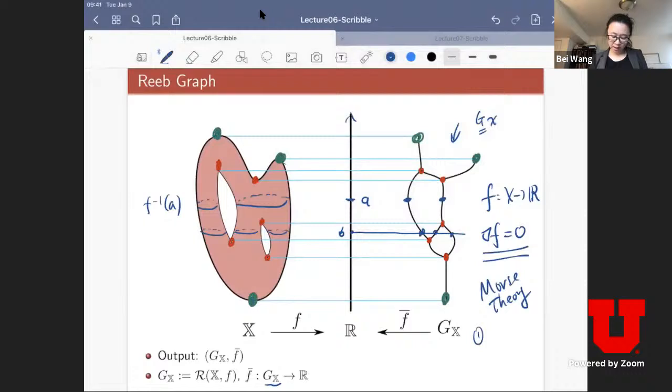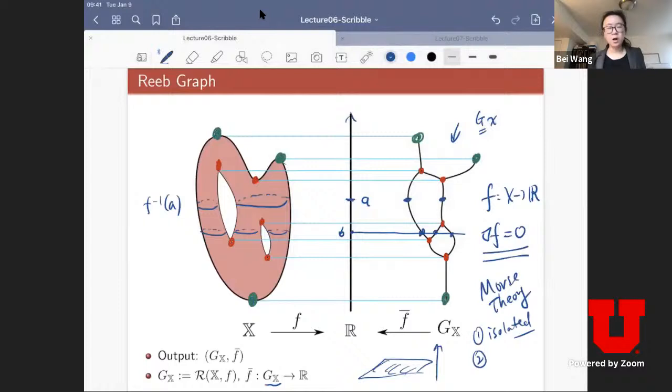So what do I mean by that? When I say isolated, that means there is a small neighborhood that only contains the critical point. Meaning that I don't allow a flat surface. Let's say I have a flat surface and I have a height function on the flat surface, then almost everybody on this flat surface is critical, but they're not isolated because every single point is critical, okay?